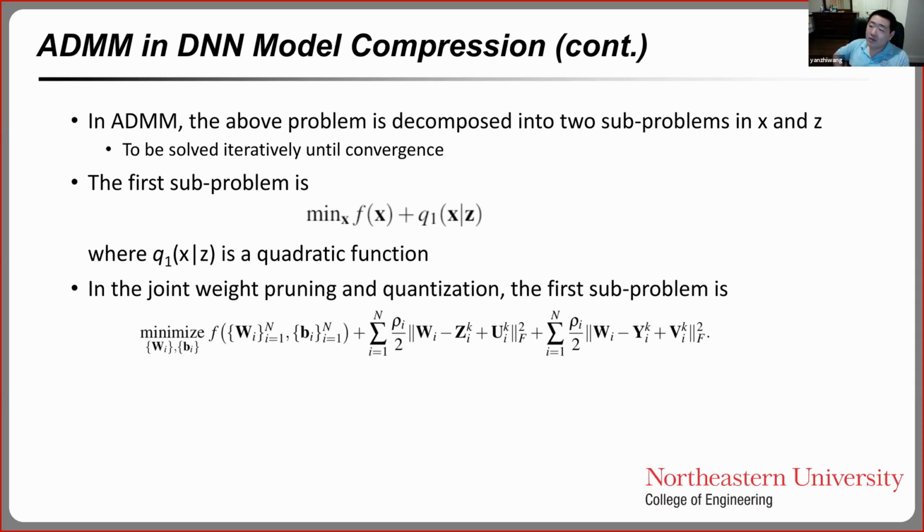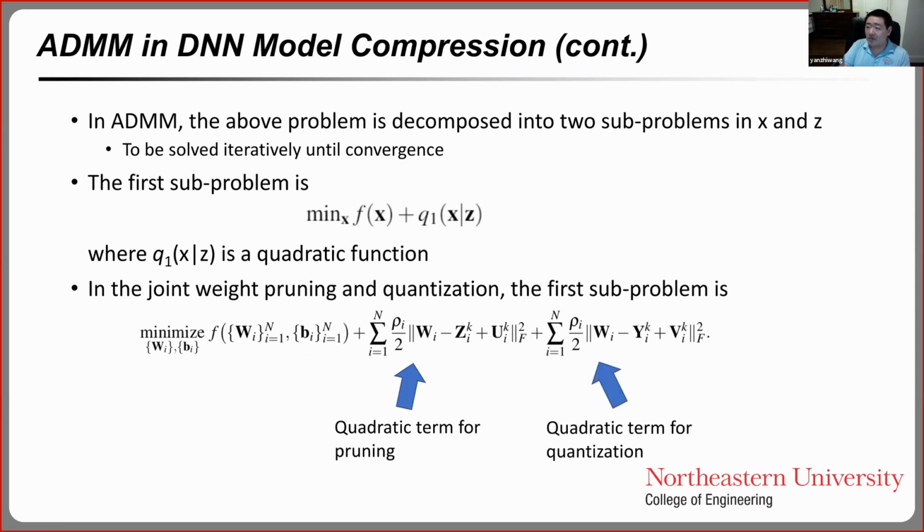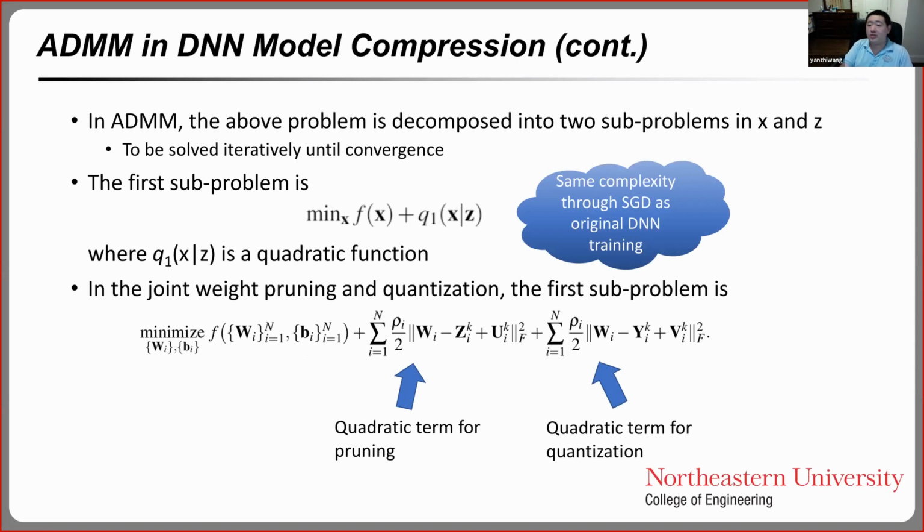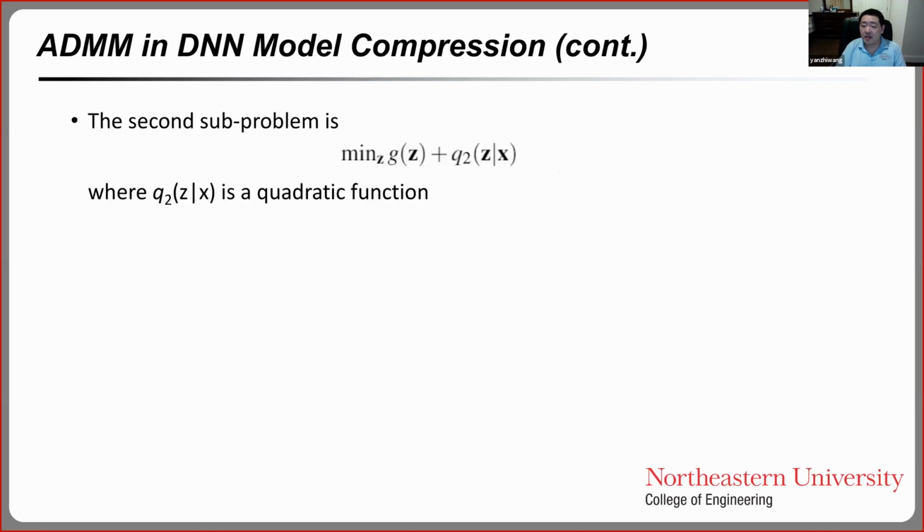In the actual problems of joint weight pruning and quantization, we consider the most complete problem, where these two are done simultaneously. The first subproblem is minimizing this loss function, which is a function of the weights. We want to find the weights, plus 2 regularization terms. The first one is a quadratic term for pruning. The second one is a quadratic term for quantization. Both terms are quadratic, so they have the same complexity and solution methods in SGD, stochastic gradient descent, as the original deep neural network training. So this subproblem can be solved.